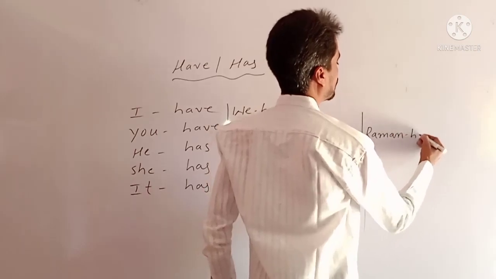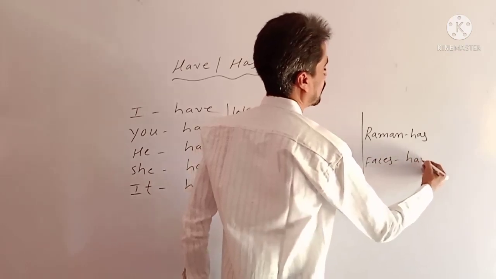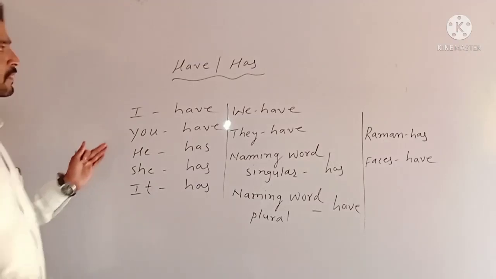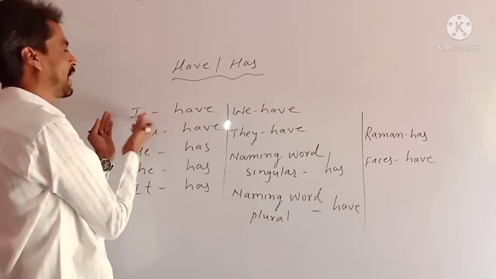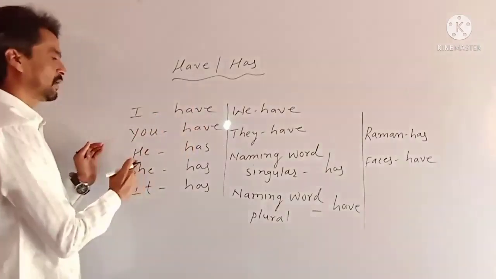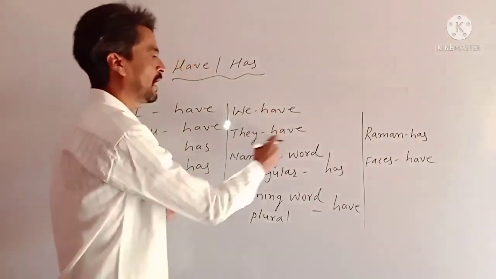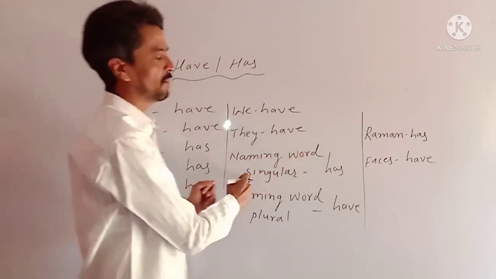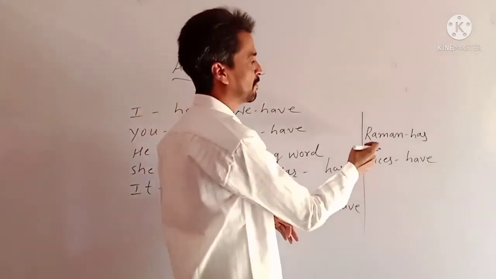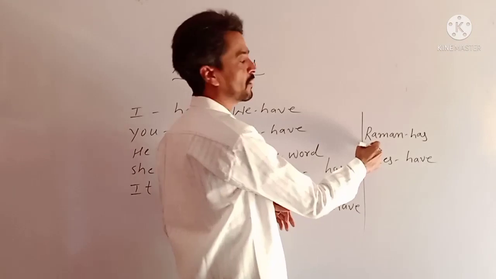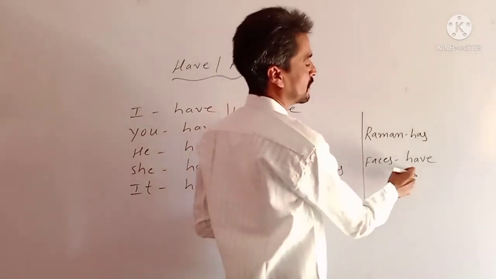Raman has. Faces have. So here we are learning about the uses of have and has. I have, you have, he has, she has, it has, we have, they have. Naming words in singular form, has. Naming words in plural form, have. Here is an example. Raman is a naming word in singular form, that's why has. And faces is a naming word in plural form, that's why have.